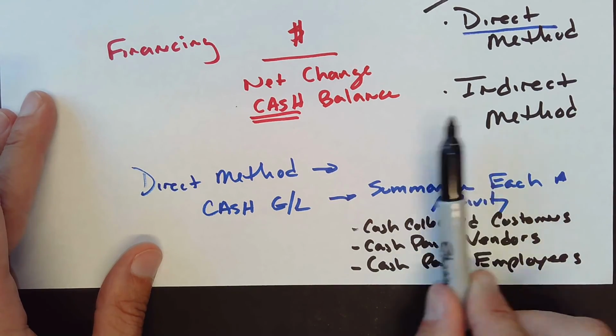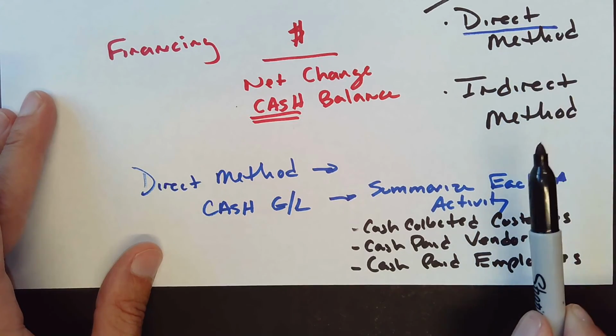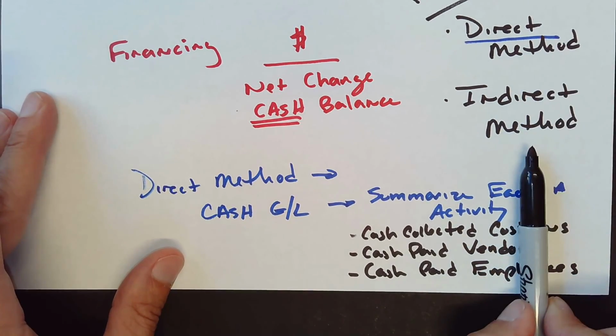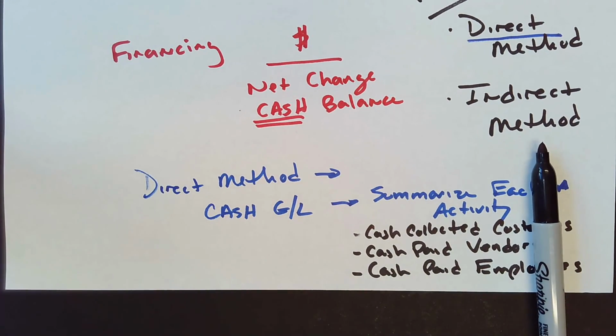And then whatever you do, you still have to do this indirect method. So since you have to do this no matter what method you use, if you use the indirect method, you've got to do what we're going to do. Use the direct method, you still have to do this. So let's spend our time doing the indirect method because I think that's going to be the most useful.